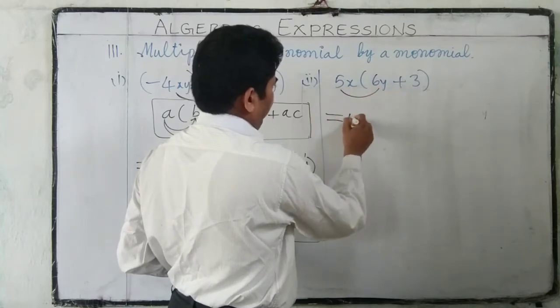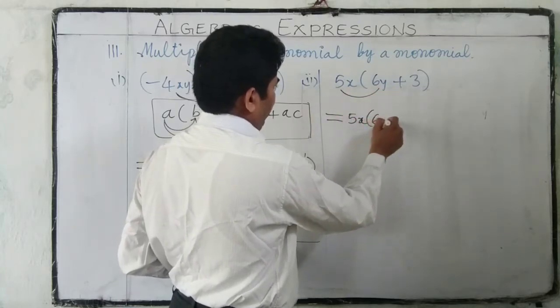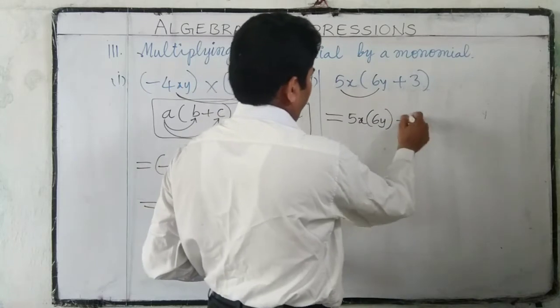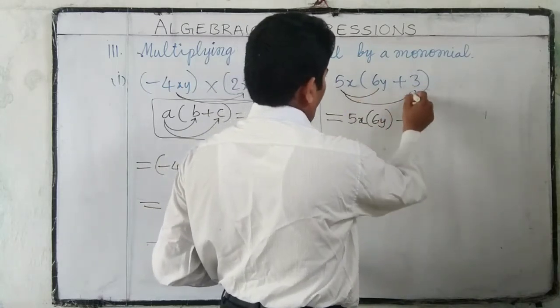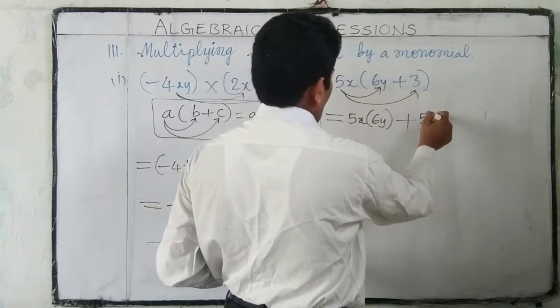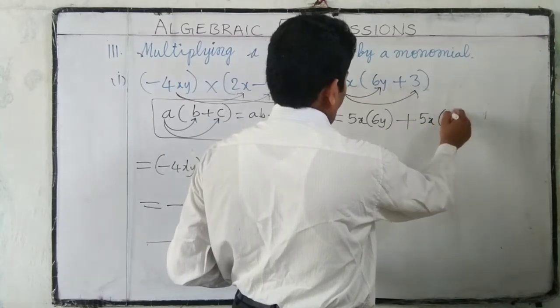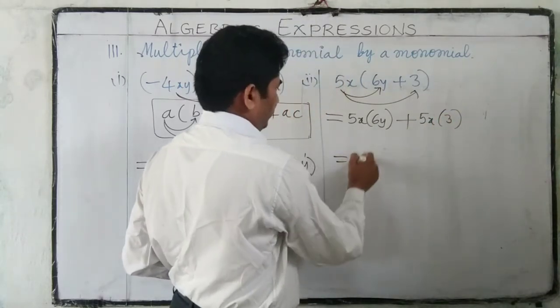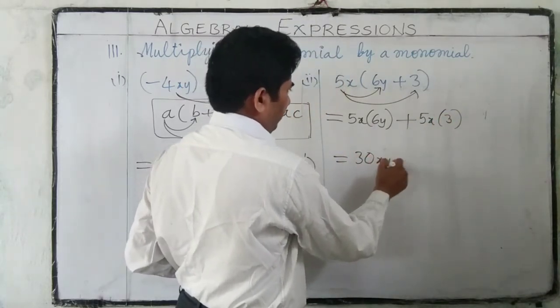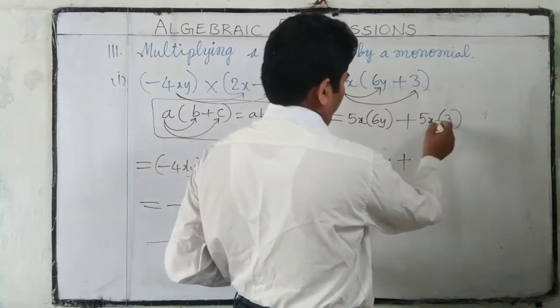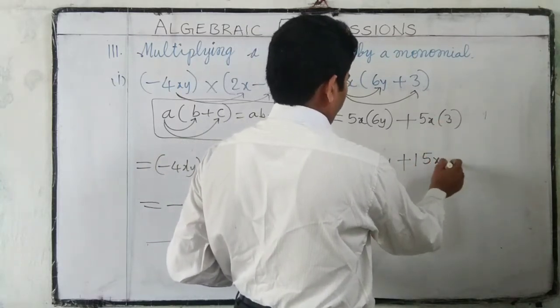5x into 6y, plus 5x into 3. 5 sixes are 30xy plus 5 threes are 15x.